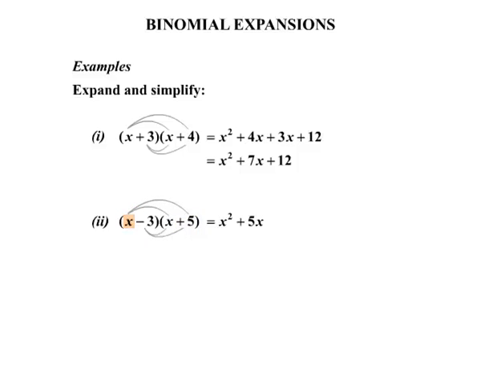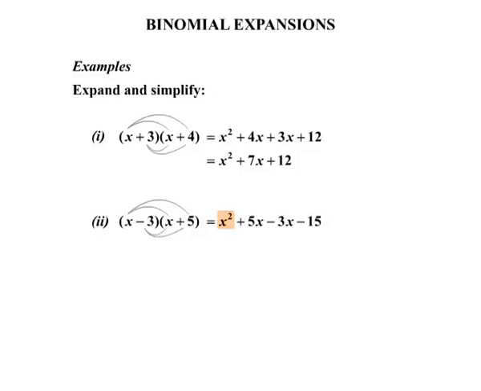So that first term in the first bracket's done, so we move on to the next one, negative 3. Negative 3 times x is minus 3x. And then negative 3 times the positive 5, well that's mixed, so we'll get a minus answer. 3 5s are 15, so we're going to get minus 15. So we've done the expansion, let's simplify now.